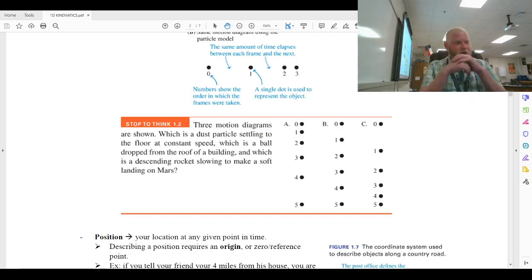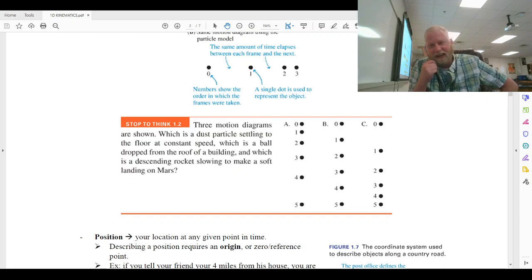All right, so in example 1.2, we have 3 motion diagrams that are shown: a dust particle settling to the floor at a constant speed, a ball dropped from the roof of a building, and a descending rocket slowing to make a soft landing on Mars. So go ahead, pause the video, see if you can figure these out before continuing. All right, so let's go through these one at a time.